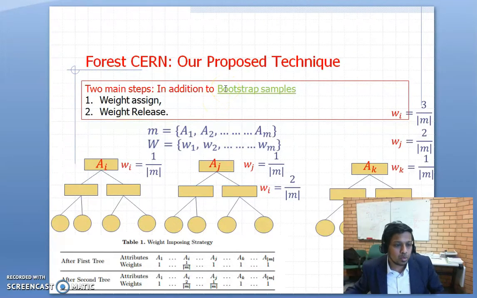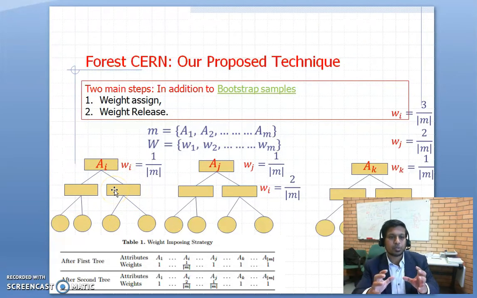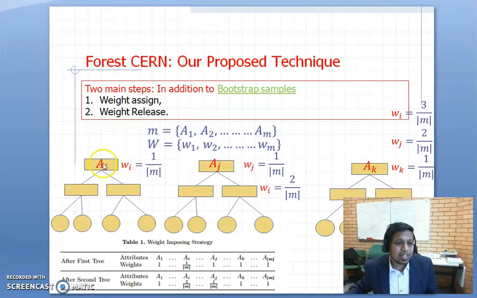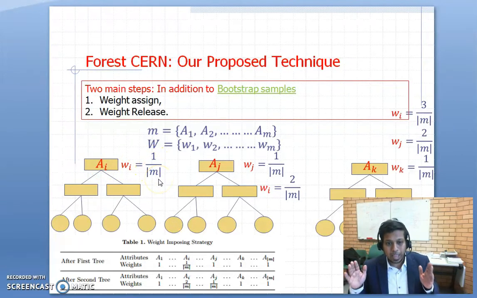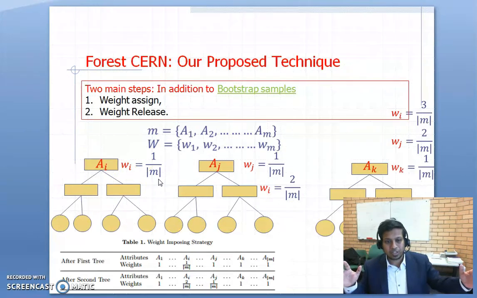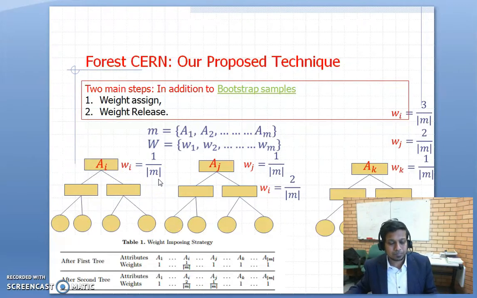Here there are mainly two steps. In addition to having bootstrap samples as in bagging, we have two more steps. One is weight assignment, another one is weight release. So what we do, we first build a decision tree from the first bootstrap sample as usual, and then we assign a weight to the root attribute, the attribute that is being tested at the root, as 1/m. m is the number of features or attributes in the dataset.